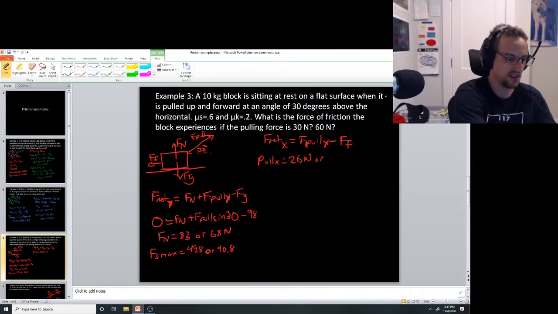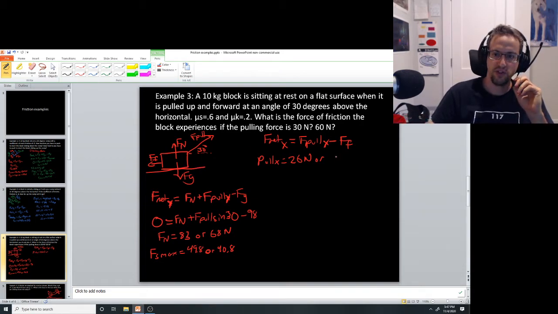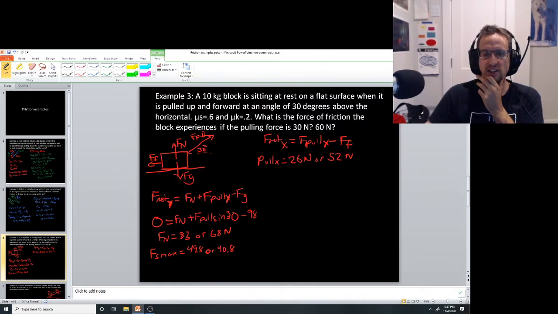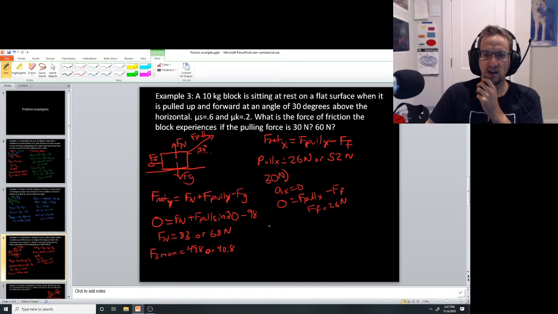So it's gonna be 60 cosine of 30. 52, basically. So in this case right here, that is enough to pull harder than the maximum force of static friction. In which case, in part A, so at the 30 Newton problem, this F net X is not going to move. So AX equals 0, which means that 0 is equal to F pull X minus the force of friction. The force of friction is then 26 newtons. In the 60 Newton scenario, it moves.